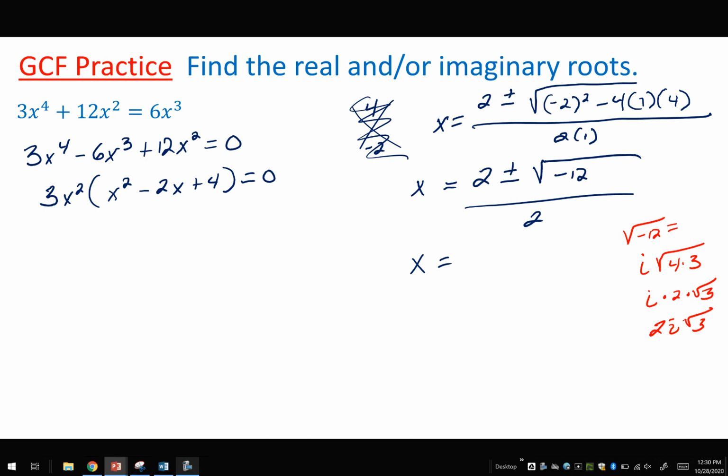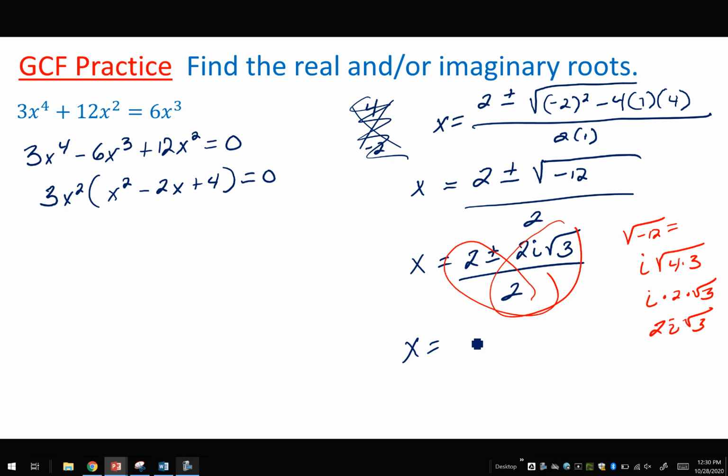So going back into my problem here, x is going to be 2 plus or minus 2i root 3 all over 2. I can do my heart surgery on this to simplify. So I'm going to have x equals 2 divided by 2 is 1, plus or minus 2i divided by 2 is 1 again. So it's plus or minus i root 3.